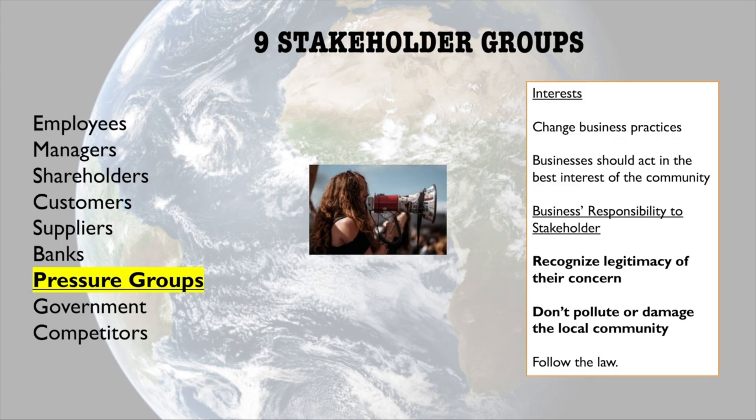Now, the business responsibilities are slightly different. Clearly, you have to follow the law. But one thing that's pretty important is that businesses should recognize the legitimacy of pressure groups' concerns. You don't have to do what they want, but we do expect that you recognize that their concerns and their requests are valid. This is similar to if someone apologizes to you and they say, "Oh, I'm sorry that you're upset." Well, that's not a real apology. And so if you are a business and there's a pressure group out there that is upset with what you're doing and they want you to change, you don't want to go, "Oh, I'm sorry that you're upset." You should at least recognize that their concerns are valid and legitimate. Also, please don't pollute or damage the local community.